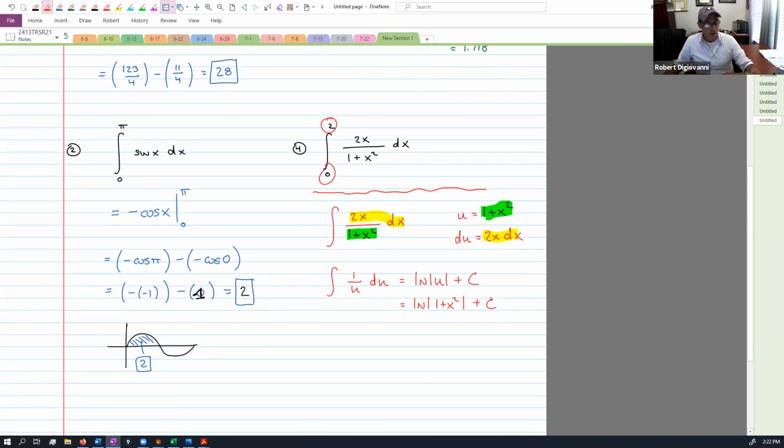Good. Now we can continue the problem. This will be equal to that antiderivative we just found plus 0. So I'm not going to put anything, and then evaluate it from 0 to 2.